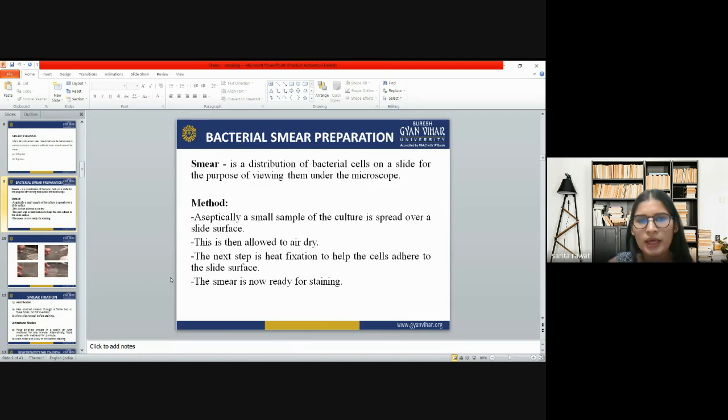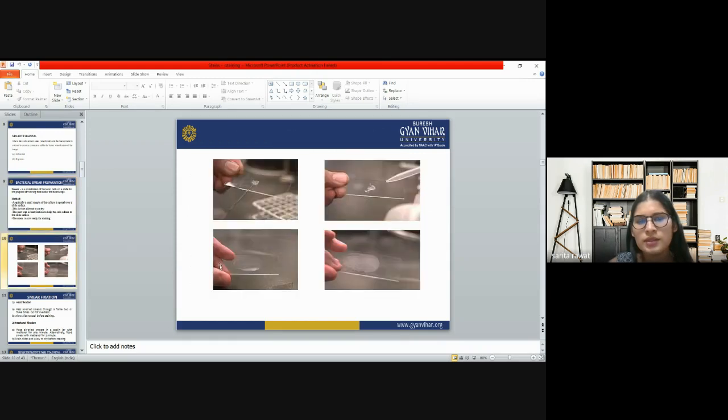Then we have bacterial smear preparation. So how can we prepare the smear? What is the method of preparing a smear? What is a smear? So this is the smear preparation, the picture view of our laboratory. This is the slide and we are putting a bacterial sample. Then we are spreading it. Then we are air drying it. Then this is the final smear we have.